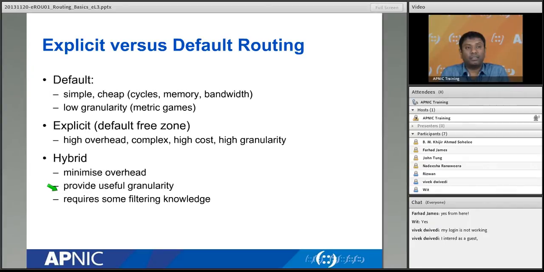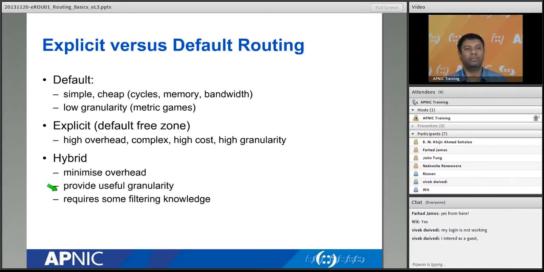The disadvantage is low granularity. So you can't do destination specific traffic engineering, right? If your remote network is down, there is no way you can learn this into your routing table, because your routing table contains only the default route. So if any route is down on the remote side, there is no way you can learn it.